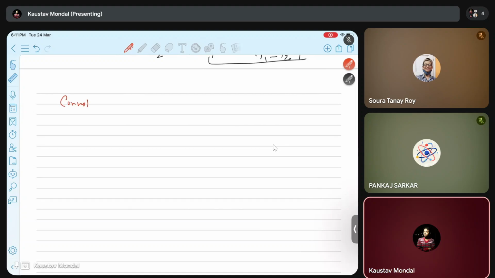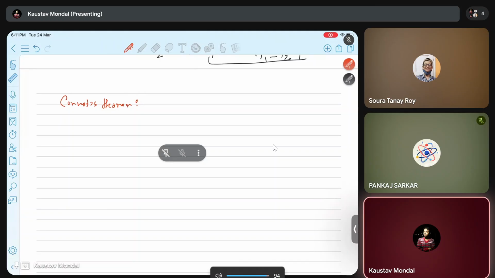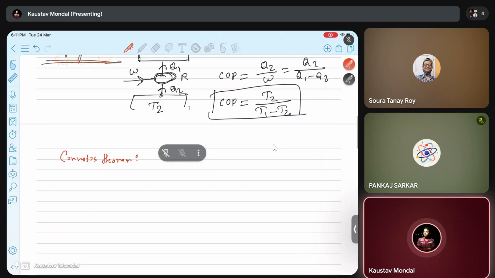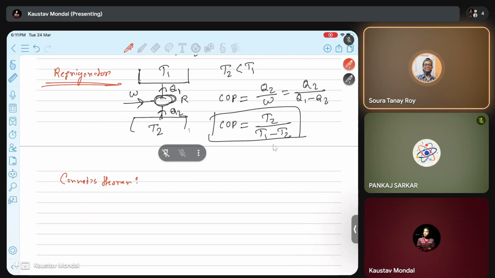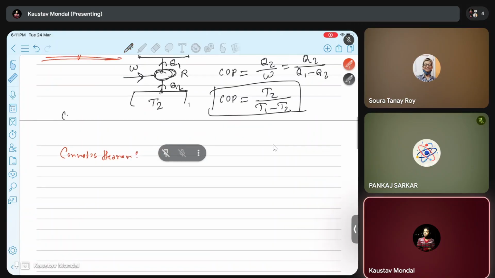What was the full form of COP that you said? Can you repeat? I'm asking what is the full form of COP? COP? The full form is coefficient of performance. Okay, coefficient of performance. Yes.